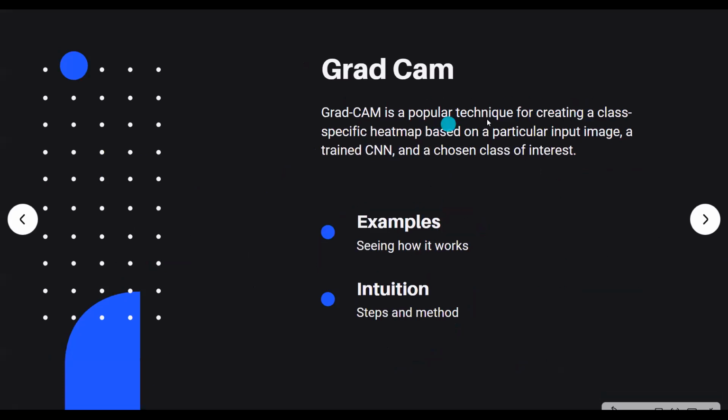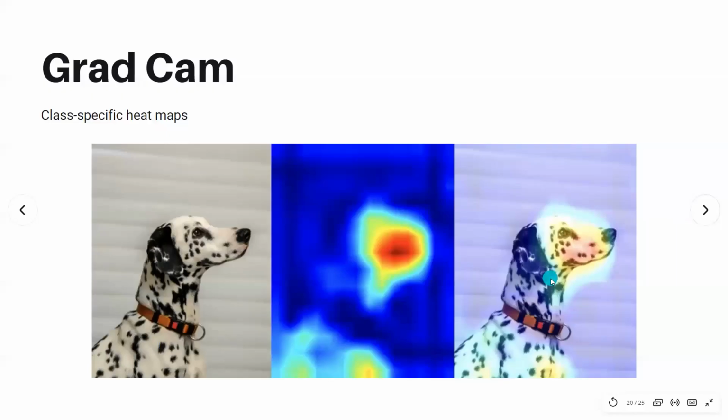very quickly. So GradCam is a very popular technique for creating class-specific heat maps based on a particular input image and a trained CNN and the chosen class of interest. Let's just go directly into the code, and I will get back to it again.